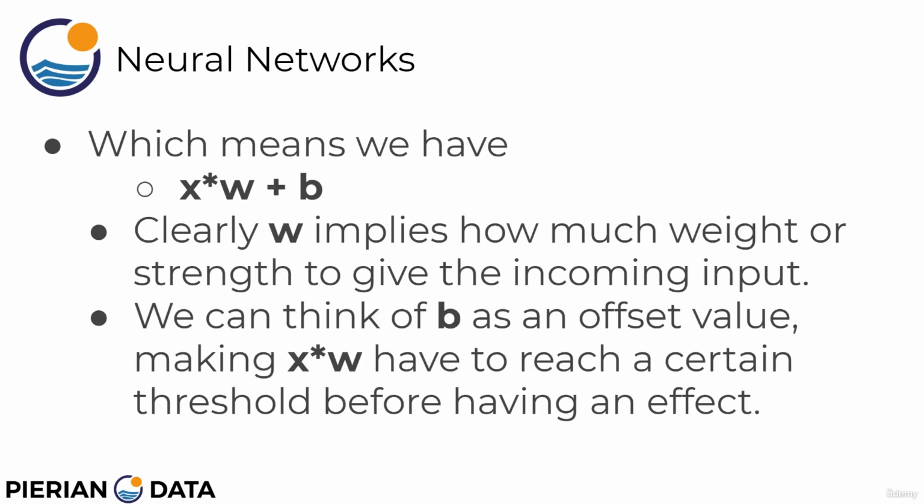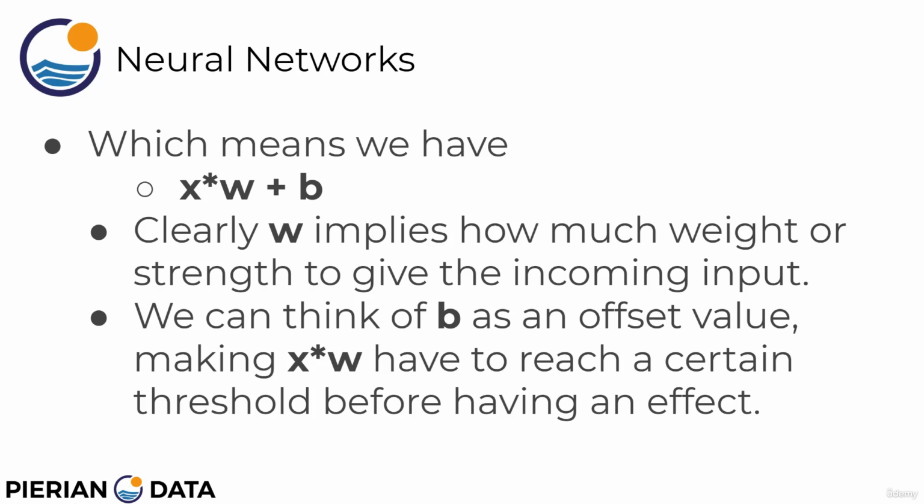So clearly, if we start thinking about this, W just implies how much weight or strength we should be giving to that incoming input. We can almost think of it as how important is that input. You can imagine that if the absolute value of that weight is very large, that input or that feature is probably really important.